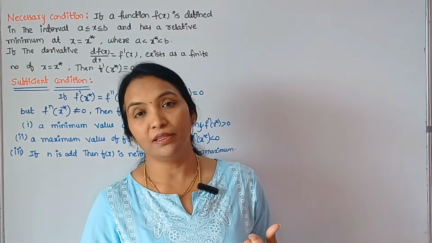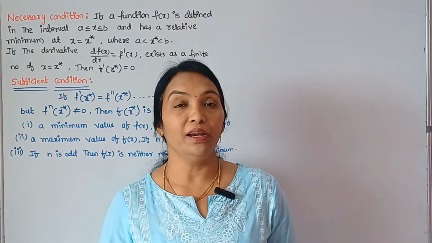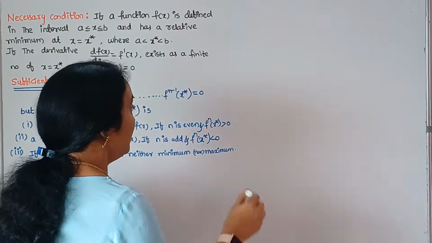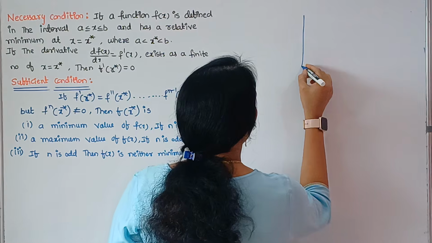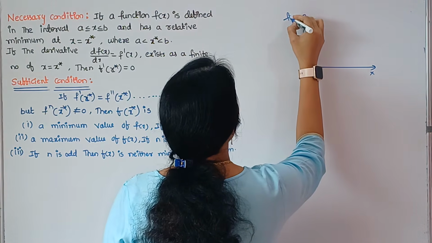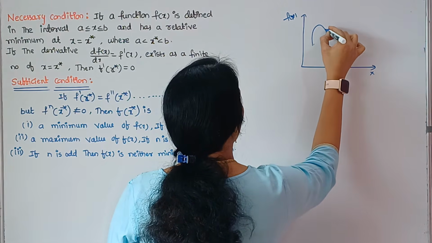Now we are discussing single variable unconstrained optimization. Here, first let us consider one function. For example, this is x and this is f of x. In that, my function is like this.